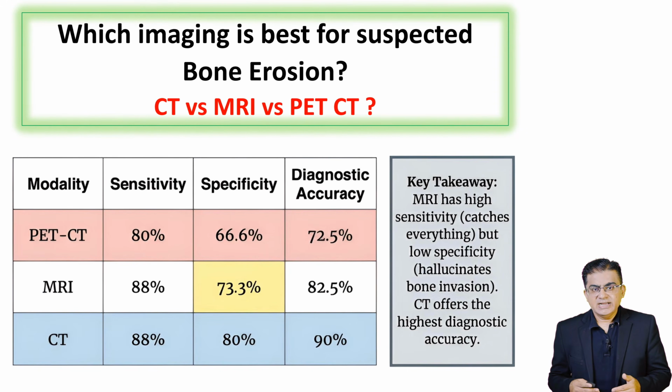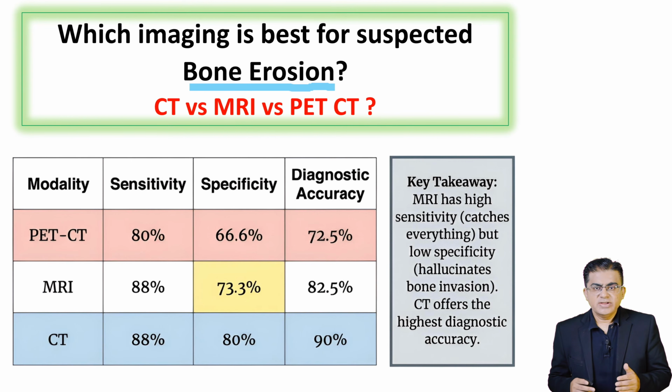Let us look at the data and evidence, not opinions, only data. The question is, which imaging modality is best for suspected bone erosion? So this table is from Mahajan et al. 2023 guidelines on oral cancer imaging. If you haven't read this paper, please read it soon. It is the absolute gold standard for our patients from North India. Let us break down these numbers, and I want to explain exactly what they mean.